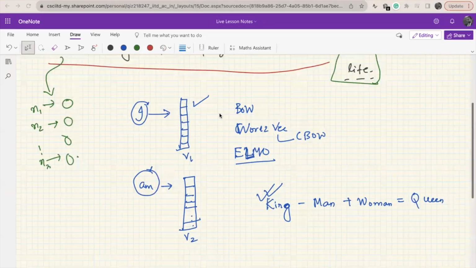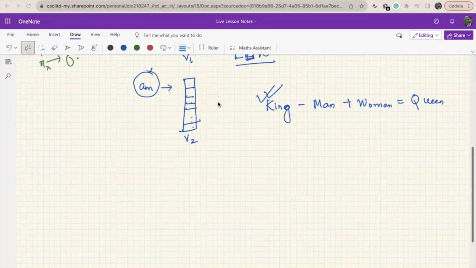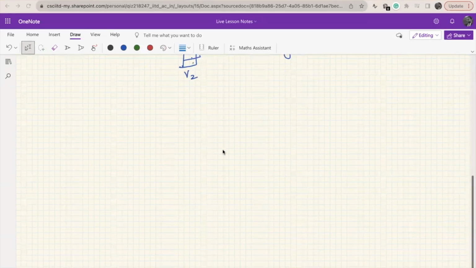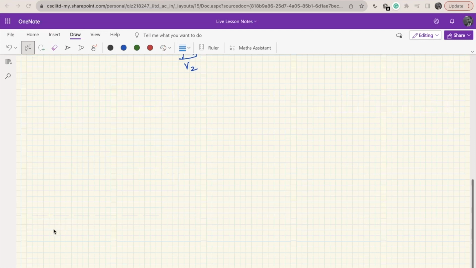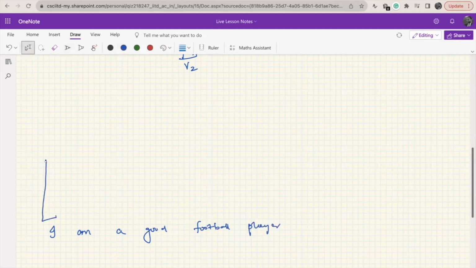So let's say I have all these words: I'm a good football player, and I scored. Let's just focus on I'm a good football player. I am a good football player, and each word will have an embedding vector associated with it.